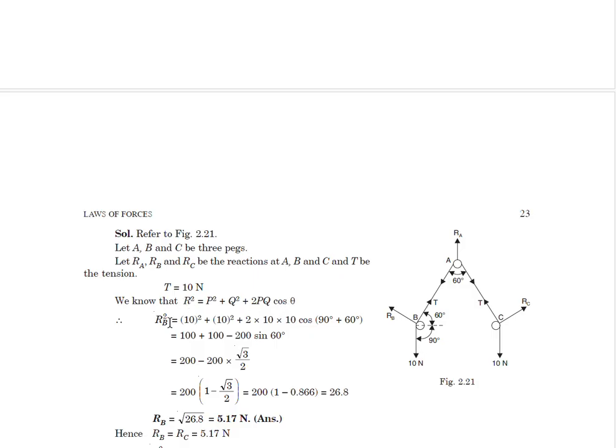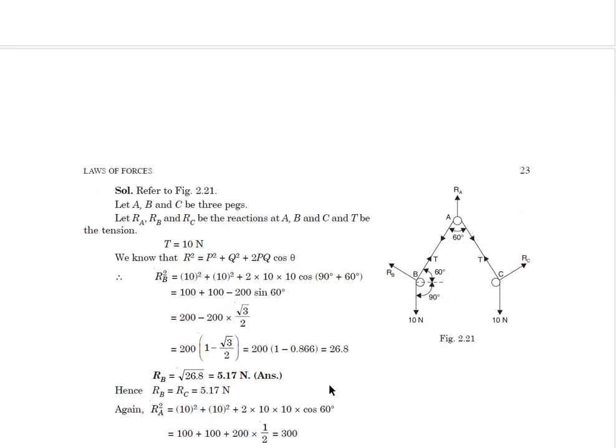So here RB square is equal to 10 square plus 10 square plus 2 times 10 times 10 cos 150, because the tension is considered to be equal to the force being applied, because it is a common string. So remember that this RB is not a string, this is just pointing out the reaction force. Okay, so in this way we can find out the value of RB, which comes out to be 26.8.